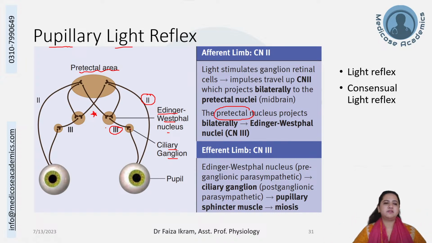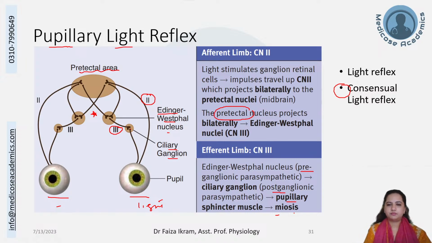The ultimate result will be activation of the ciliary ganglion and parasympathetic supply to both eyes. So you will find pupillary constriction not only in the same eye but also in the opposite eye. This is called the light reflex, and constriction in the other eye is known as the consensual light reflex. Preganglionic, postganglionic, pupillary sphincter muscle and pupillary constriction. Very simple. Light falls into the eye, pupils of both eyes constrict.